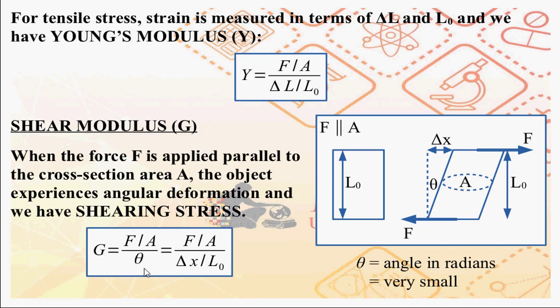For very small theta, tangent theta is just equal to opposite over adjacent, so delta X divided by L naught. For very small theta, tangent theta is almost equal to theta. So, theta is just equal to opposite over adjacent, delta X over L naught.